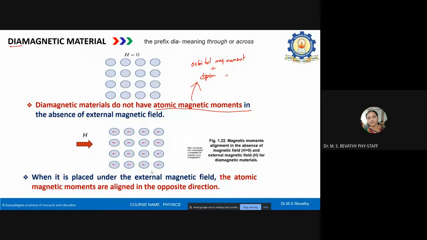When it is placed under an external magnetic field, the atomic magnetic moments are aligned in the opposite direction. See the direction of the arrows. Each arrow indicates the spin magnetic moment of an electron. So each electron is trying to oppose the incoming external magnetic field.